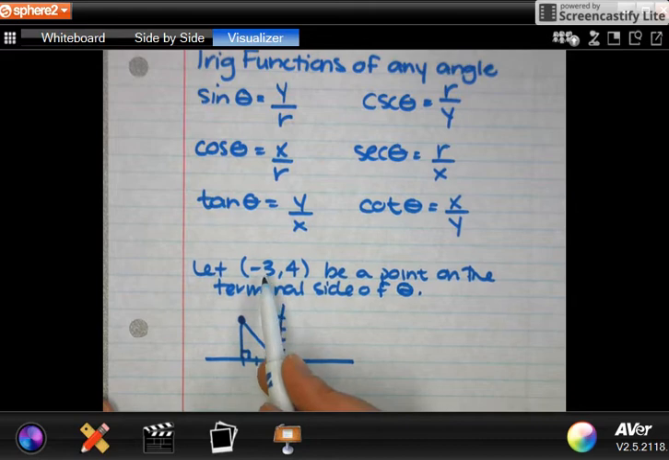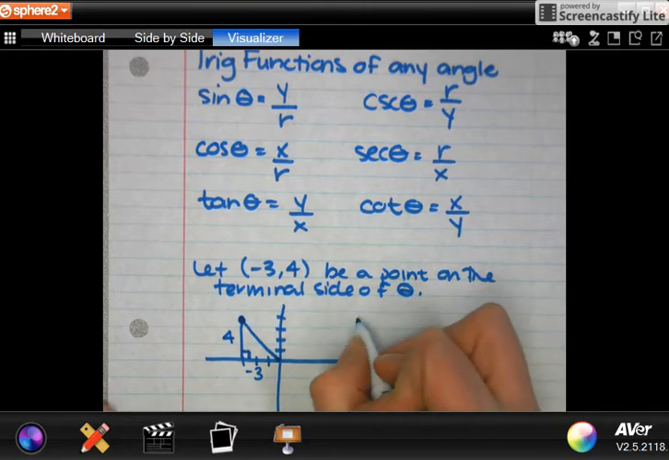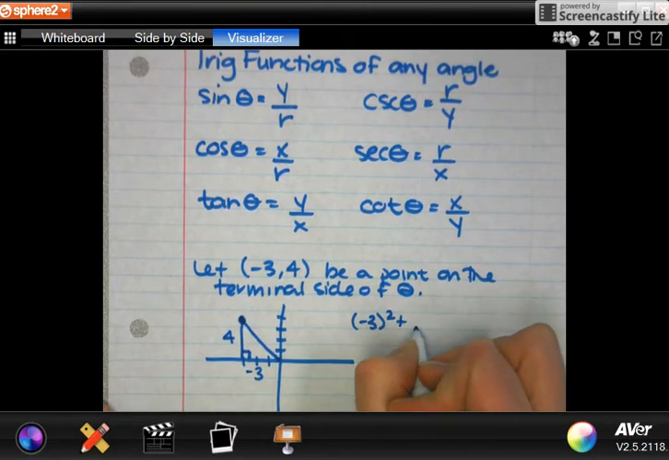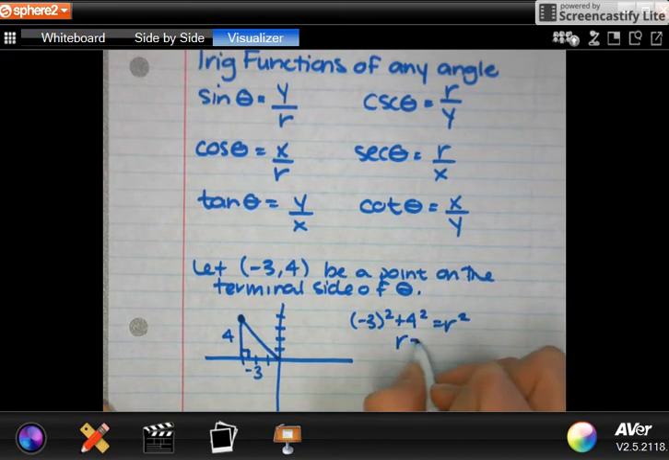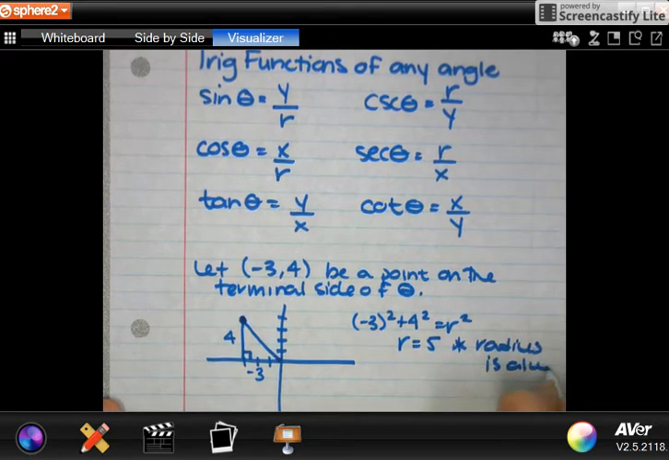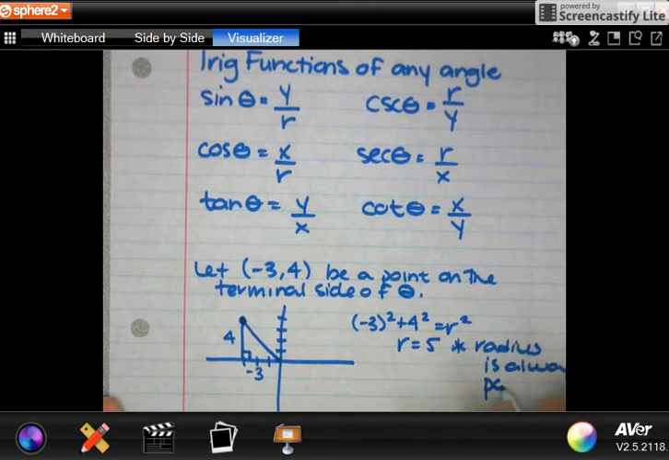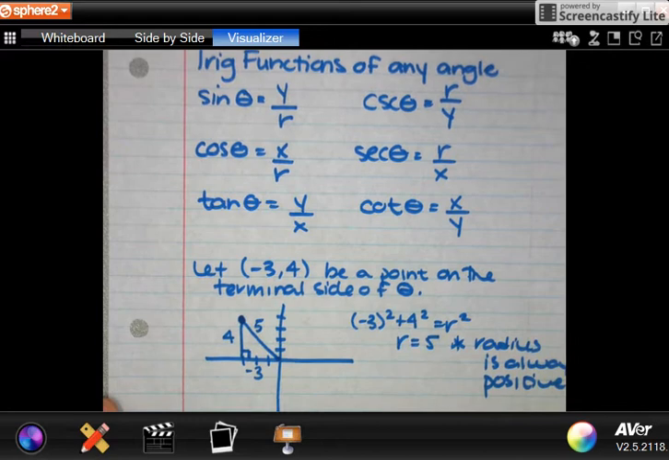So now if I know it's the point -3, 4, looking at this triangle, I can label -3, 4. And what you're going to do is use Pythagorean theorem to find r. So in this case, you solve and get r equals 5. And just note that the radius is always positive. So that means that the radius is 5.